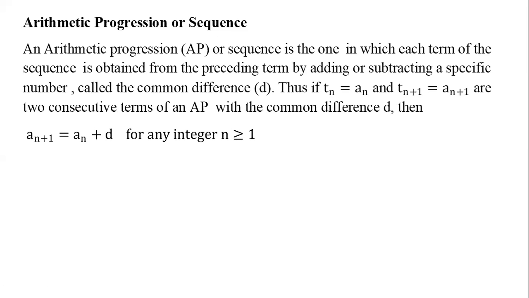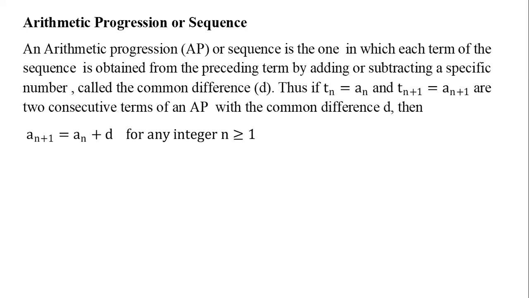Now, today, we want to move directly to another interesting area, which is the one we are familiar with, our arithmetic sequence and geometric sequence. Now, let's start. When you say arithmetic sequence, you can also call it arithmetic progression. They mean the same thing, but the familiar one is arithmetic progression. That is why we usually call it AP. We said it is the one in which each term of the sequence is obtained from the preceding term by adding or subtracting a specific number called the common difference.